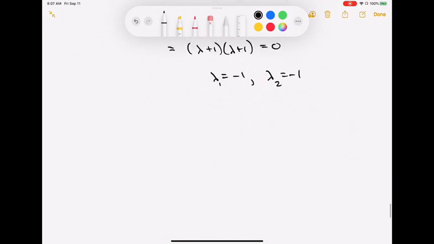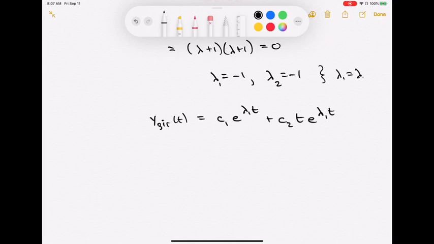What does that tell me? That tells me that the y zir of t is going to be some c1 e to the lambda 1 t plus some c2 t e to the lambda 1 t, because we know lambda 1 is equal to lambda 2. So I could go ahead and write this out as c1 e to the minus t plus c2 t e to the minus t. So I know the form of the zero input response.